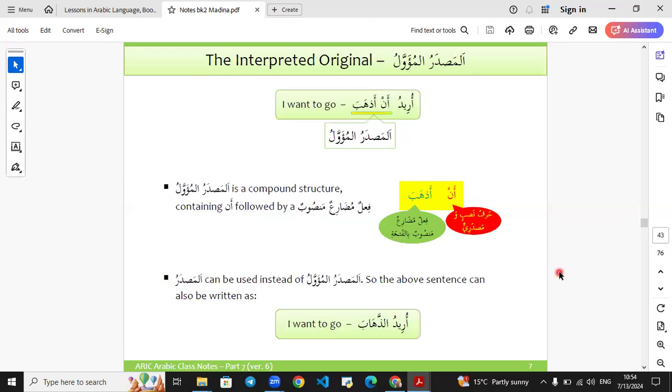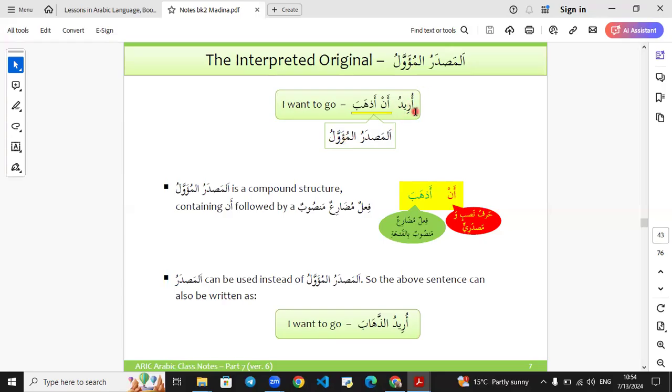Let's look at the interpreted original, al-masdar al-mu'awwal. Al-masdar al-mu'awwal, we are going to meet it in most cases. We've already used some of these sentences. Let's have a look at this one. Uridu an adhhaba, I want to go. This phrase, an adhhaba, let's have a closer look at it. It's al-masdar al-mu'awwal.